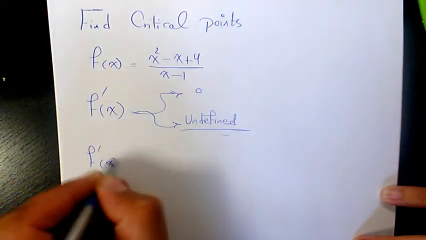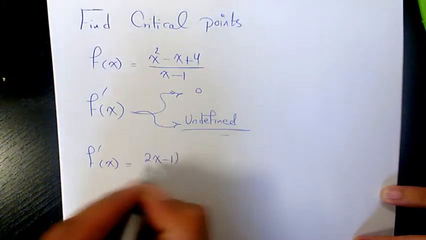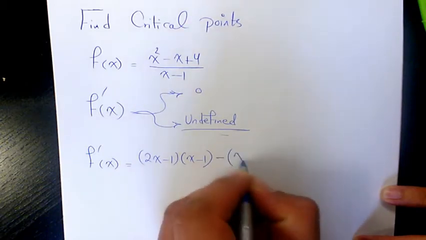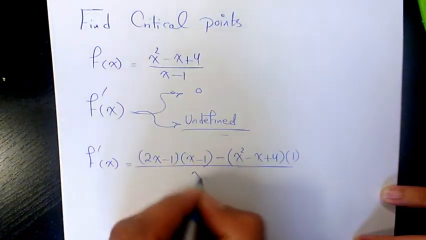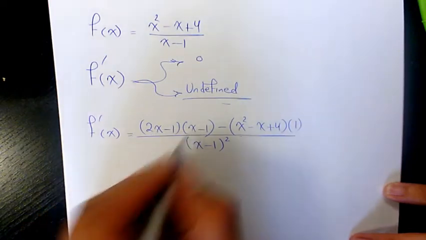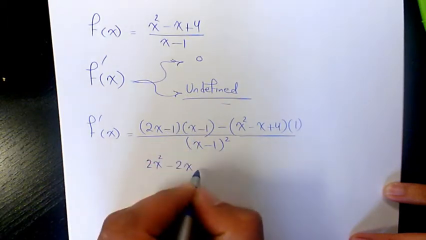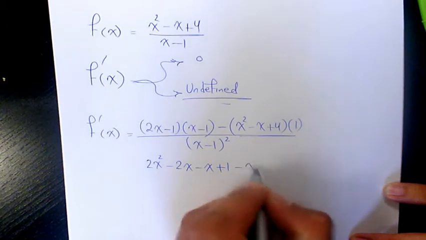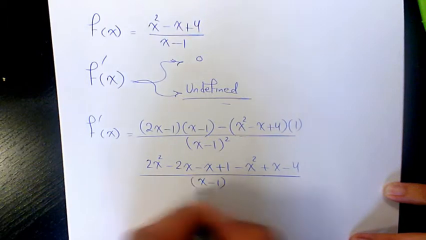F prime x is going to be the derivative of the numerator, which is 2x minus 1, times the denominator, which is x minus 1, minus the numerator times the derivative of the denominator, which is 1, divided by x minus 1 to the power of 2. Then you simplify it. 2x times x, 2x squared. 2x times negative 1, negative 2x. Negative 1 times x, negative x. Negative 1 times negative 1, plus 1. Then you have negative x squared plus x minus 4 divided by x minus 1 squared.